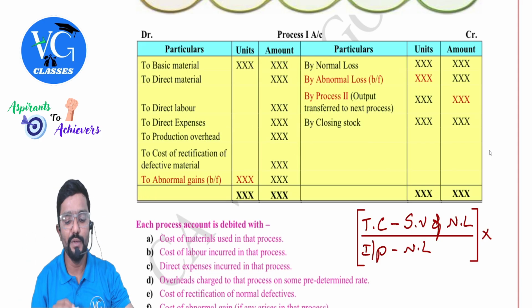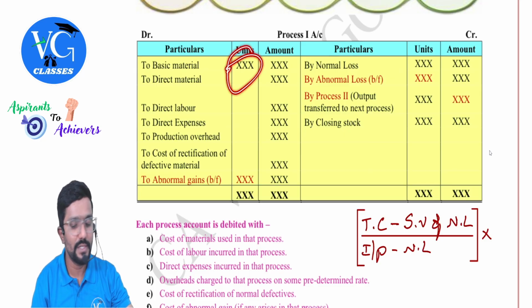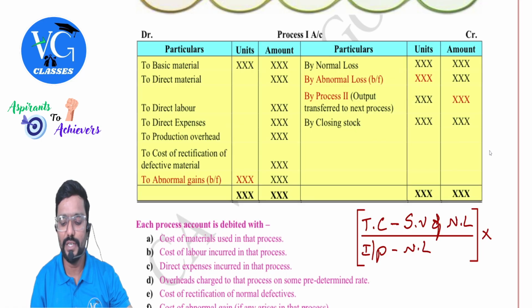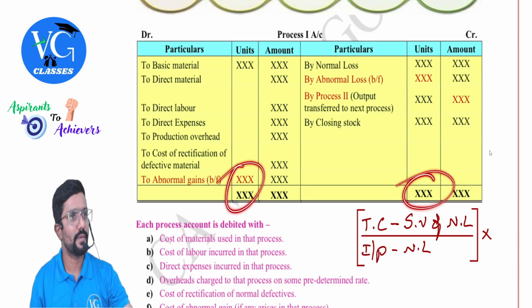Then the units column. You open inputs. Then normal loss will normally be given in percentage. That percentage has to be applied on input. Then output and all, normally units will be given, guys. Clear? So first, try to close the units column.